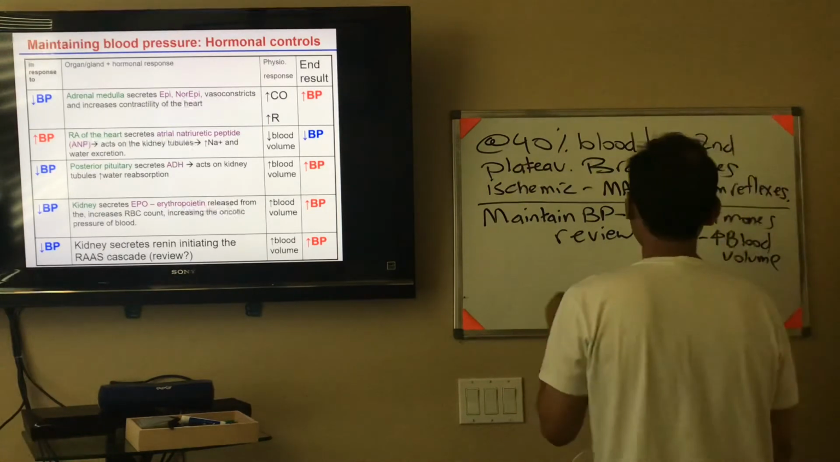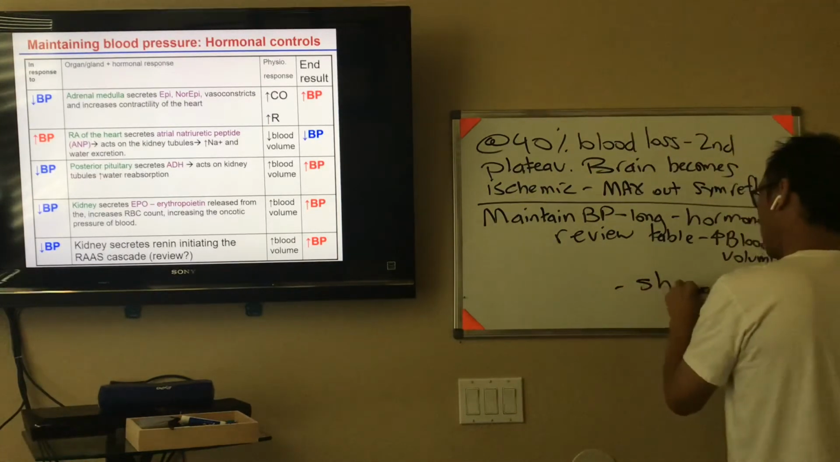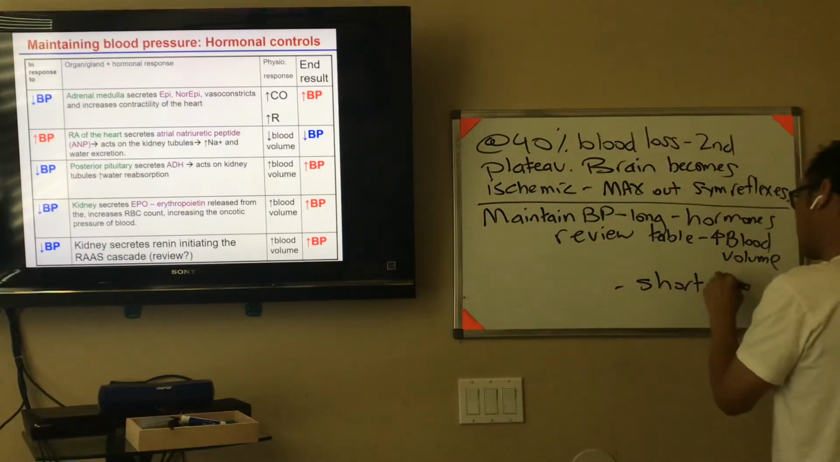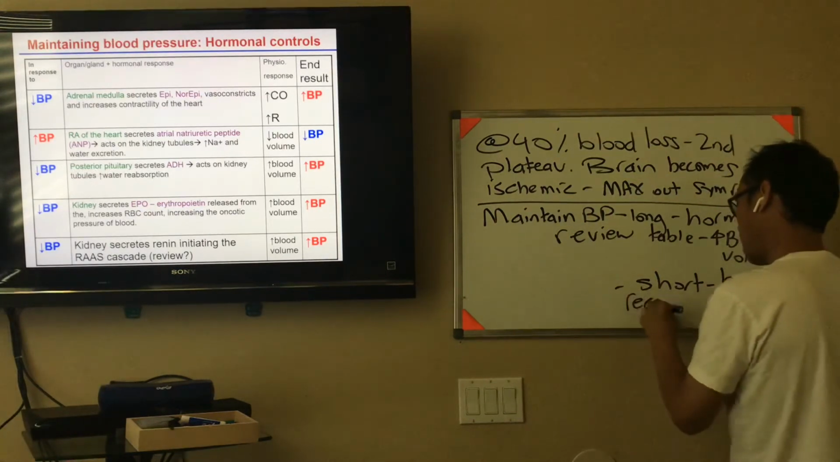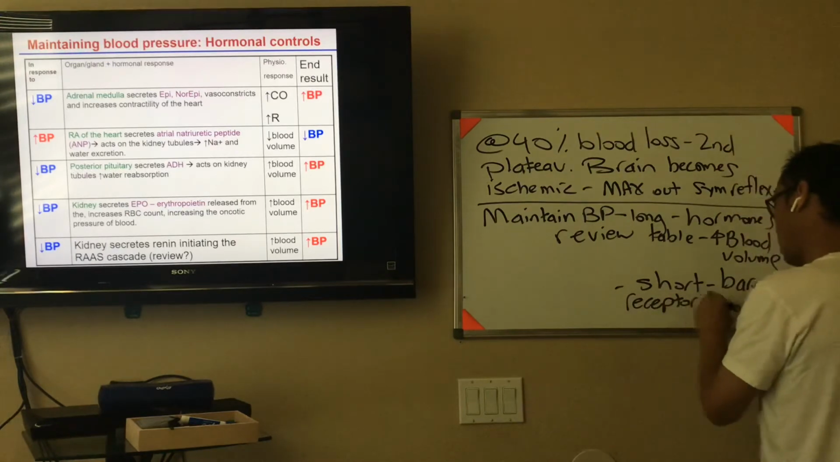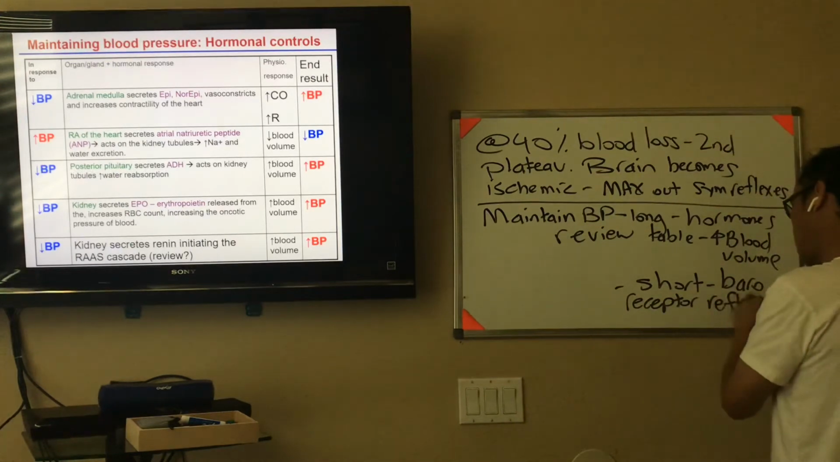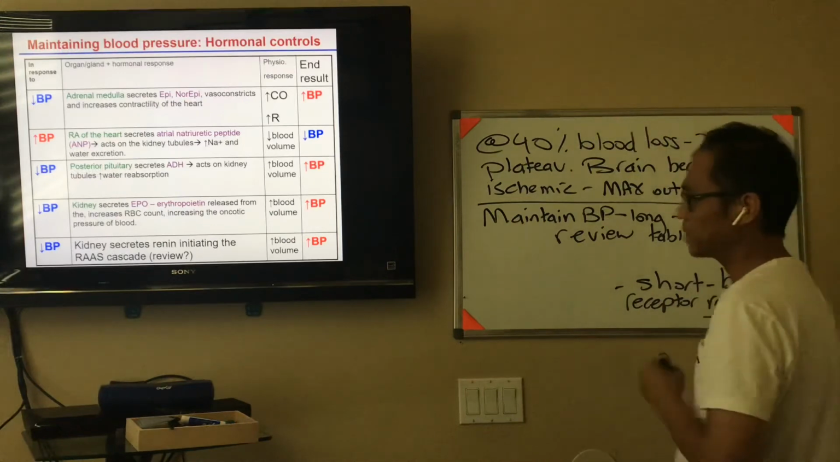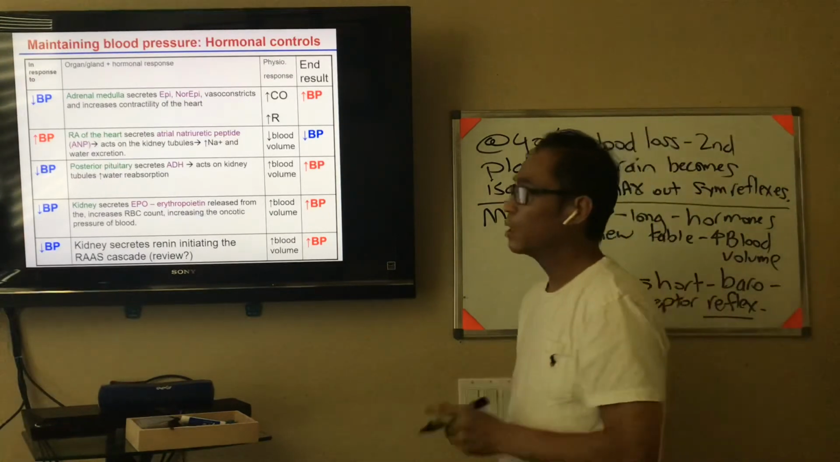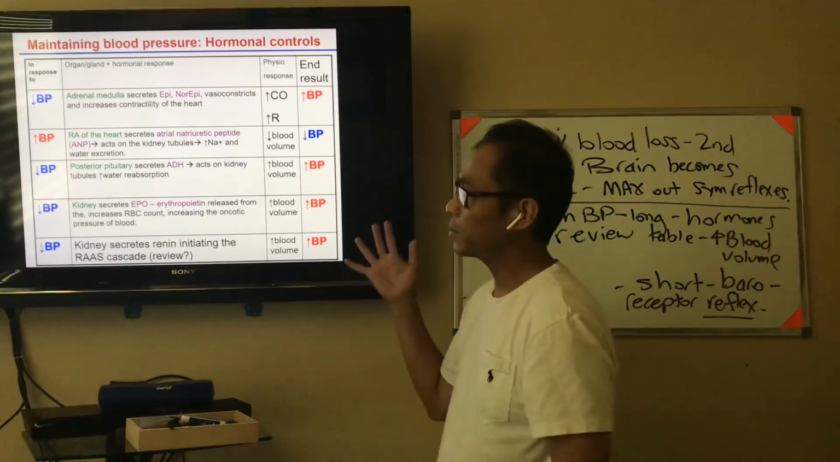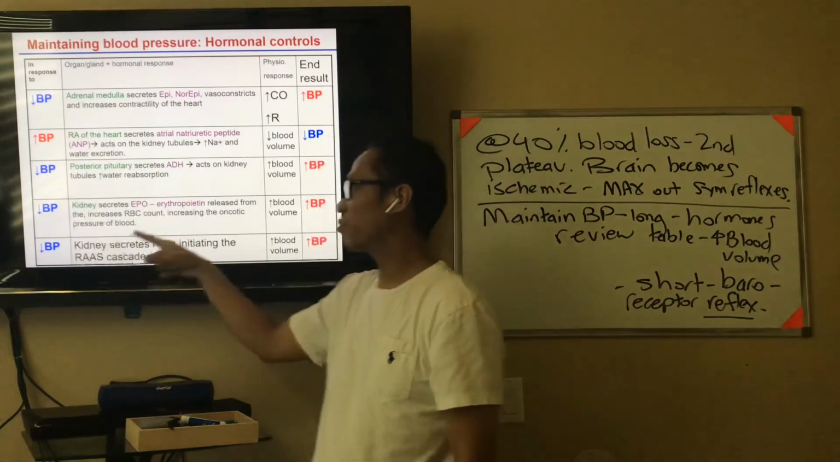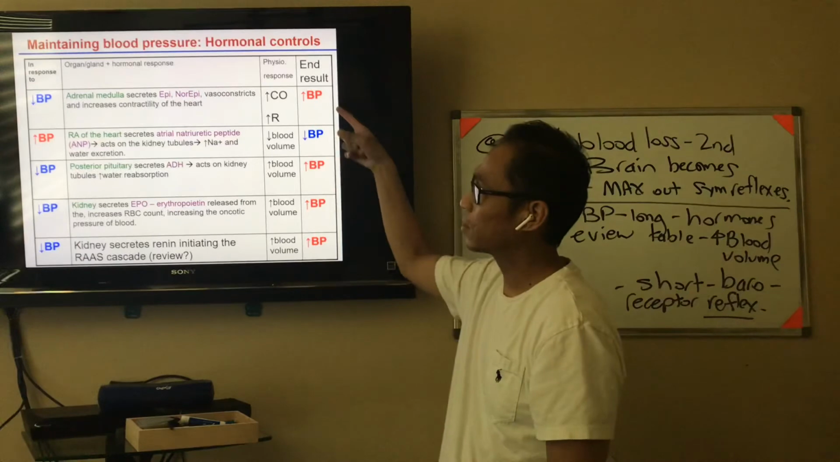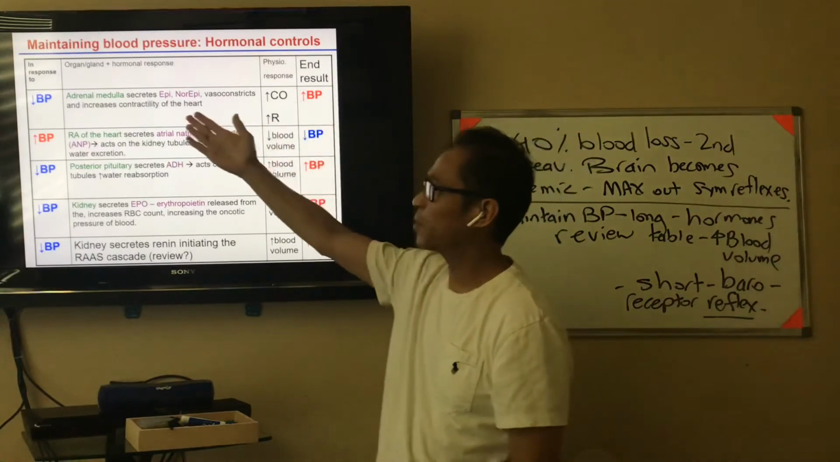Over the short term, it's the baroreceptor reflex, in which we'll study those reflexes. It's the autonomic nervous system. But to review this table, notice that your body is very well adapted to respond to decreases in blood pressure to increase the blood pressure. Okay, so review the adrenal medulla.